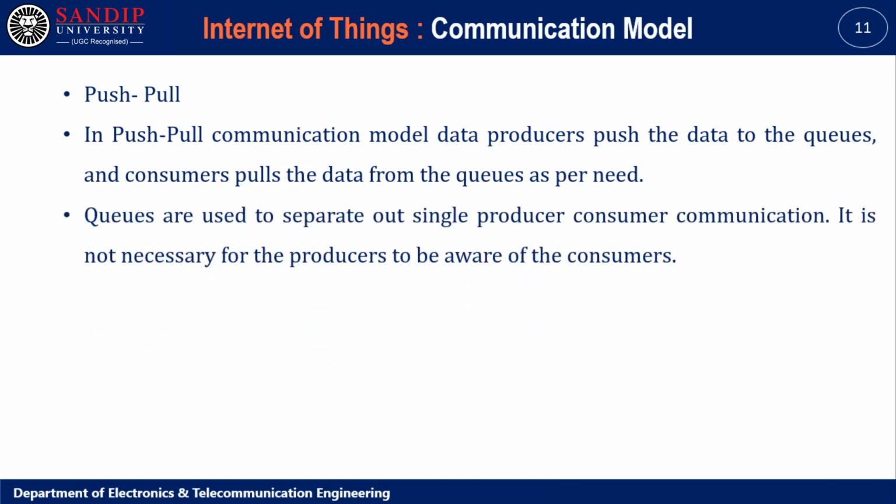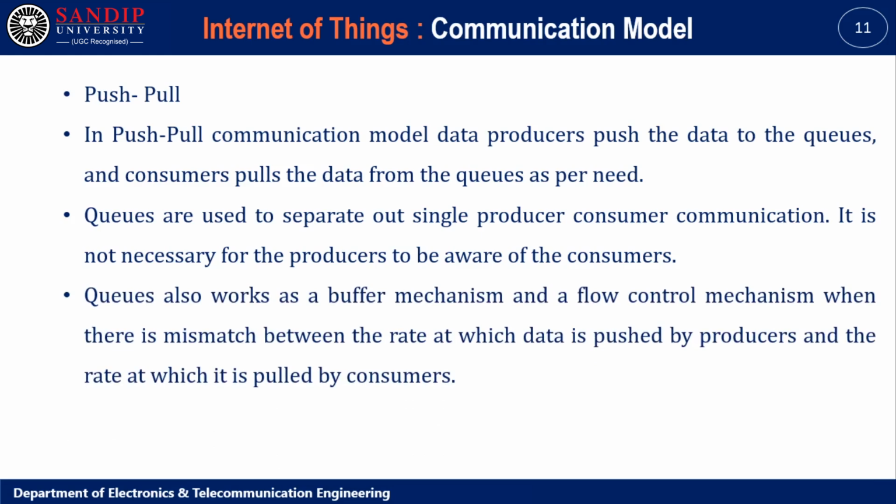Queues are used to separate out single producer-consumer communication. It is not necessary for the producers to be aware of the consumers. Queues also work as a buffer mechanism and a flow control mechanism when there is a mismatch between the rate at which the data is pushed by a producer and the rate at which it is pulled by the consumers.